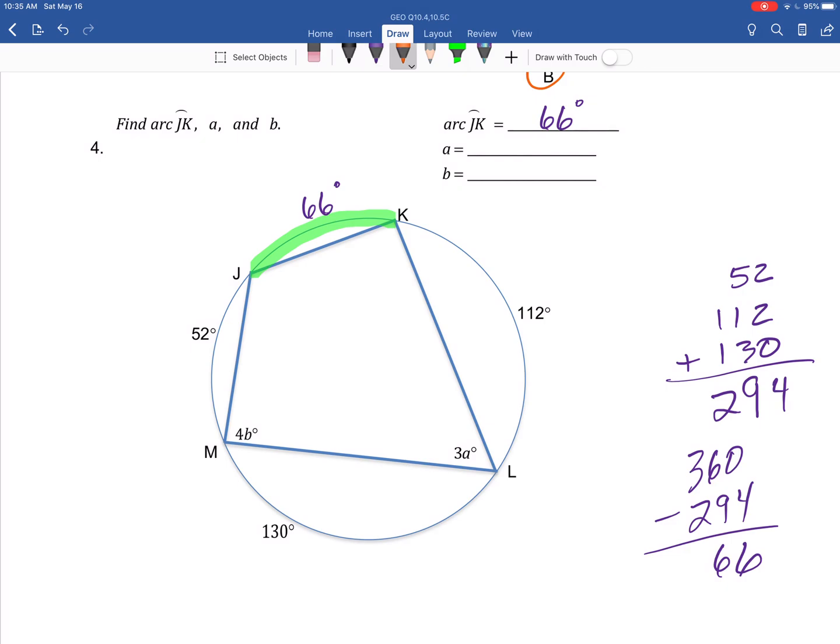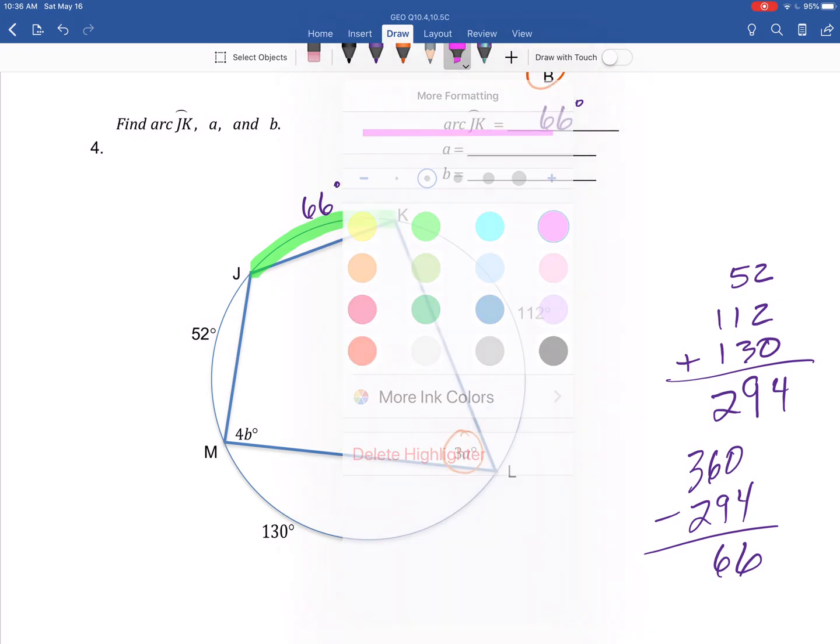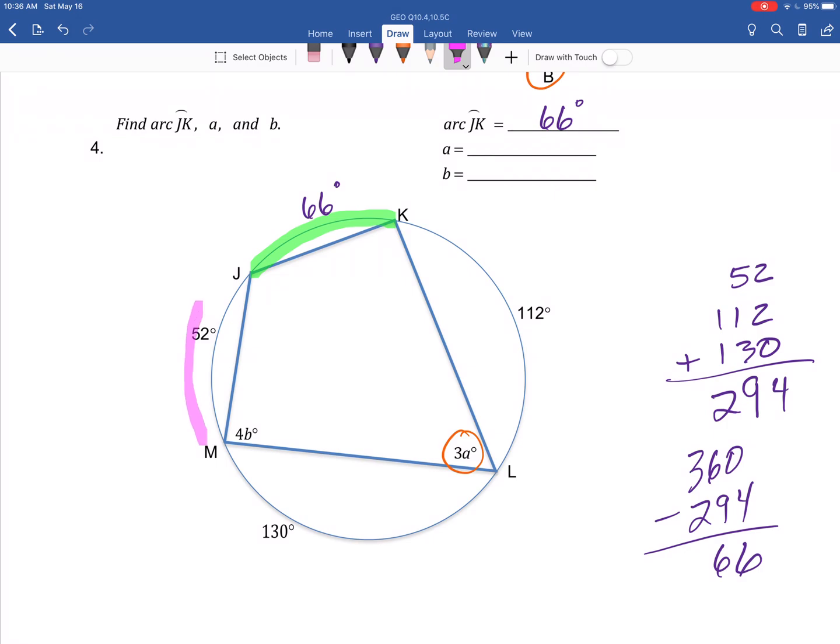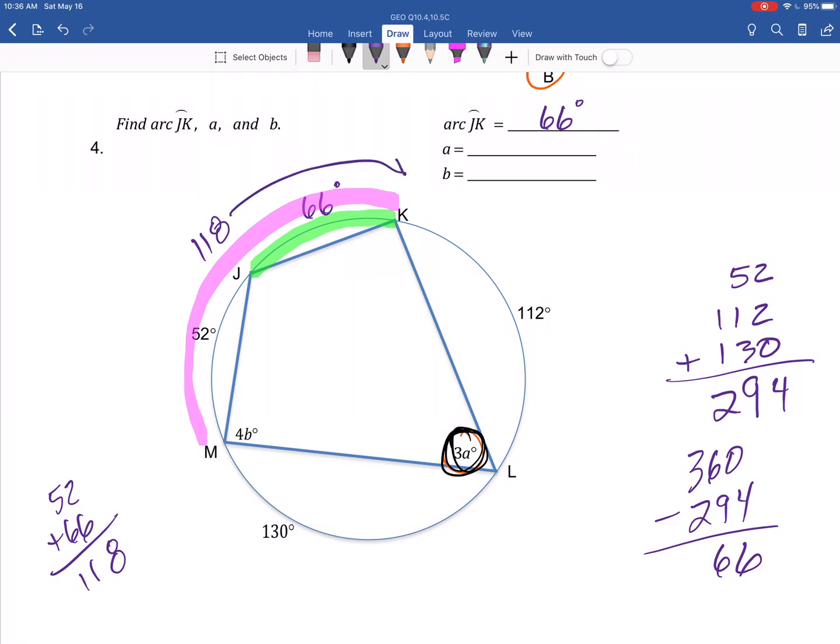Now, let's do the A first of all. Look at this angle down here. It's an inscribed angle. Look at the arc that it opens up to. This inscribed angle opens up to the pink arc. Well, how big is the pink arc? 52 and 66. That's going to be 118. 118 here to here.